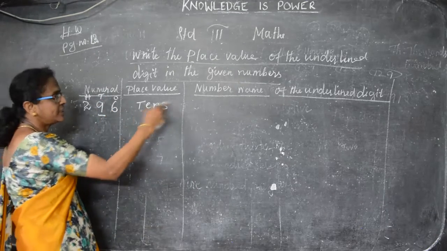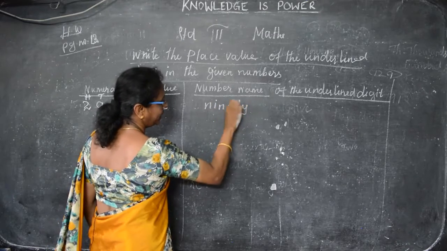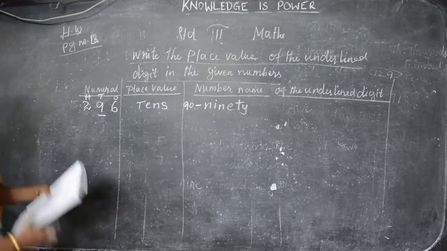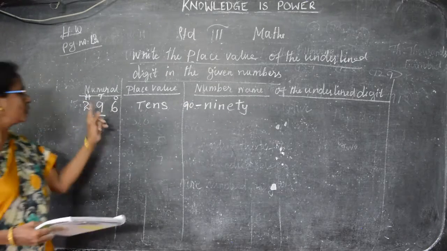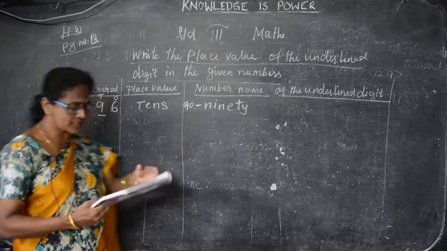Now 9 tens, what does it come to? 90. N-I-N-E-T-Y. 90. Understand, children? 9 tens is 90. They underlined 9, so it's in the tens place. So 9 tens, 90. So write the number name 90.